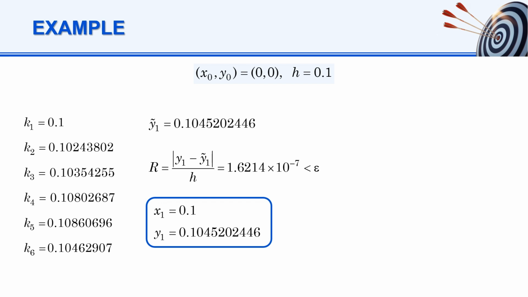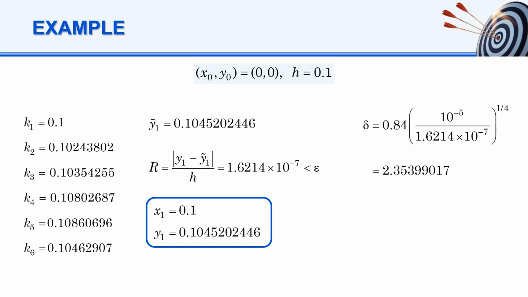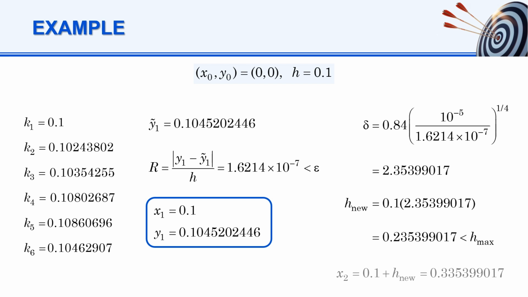Now we will calculate the interval size for the next step. The step size adjustment factor delta is found to be 2.353,990. The new step size is calculated as 0.235,399, which is smaller than Hmax. This means that x1 can be increased by as much as hnew.